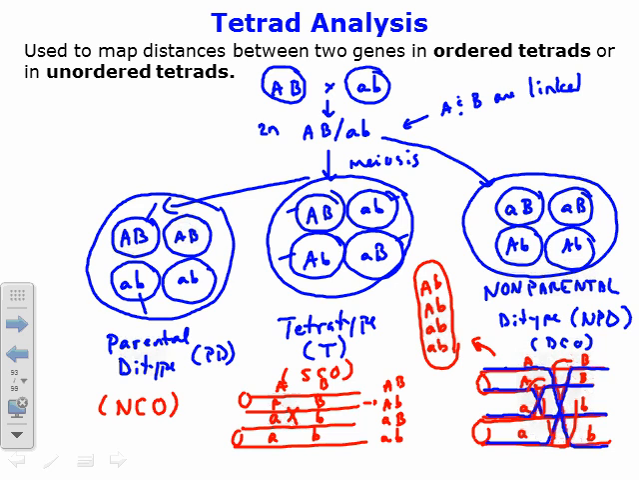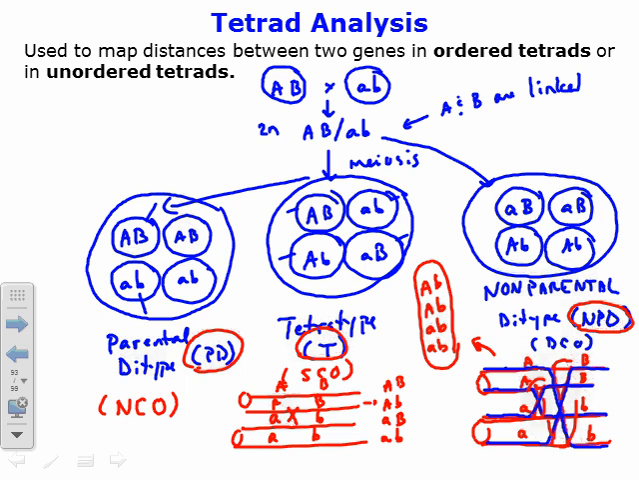So again, that could be used as an indicator that the genes are either very close together or very far apart. So this is where we're going to stop for this online lecture for today. And I'm hoping you understand the basic idea of how these 3 different ascus types are produced: parental ditype, tetratype, and non-parental ditype.